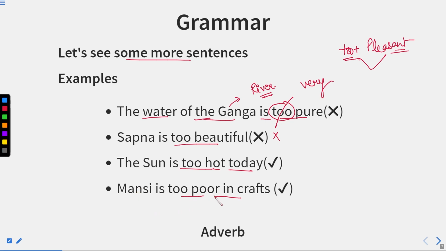Now the sentence is again incorrect. You can see over here that hot and poor, these are unpleasant qualities. So if I say too poor, it means she's very, very, very poor. She should not be so much of poor. She should not be very, very poor, or she should not be that much of poor. So if I use this too with an unpleasant quality, that will be correct. But if I write this with a pleasant quality, that will be incorrect. Now let us move to the next one.